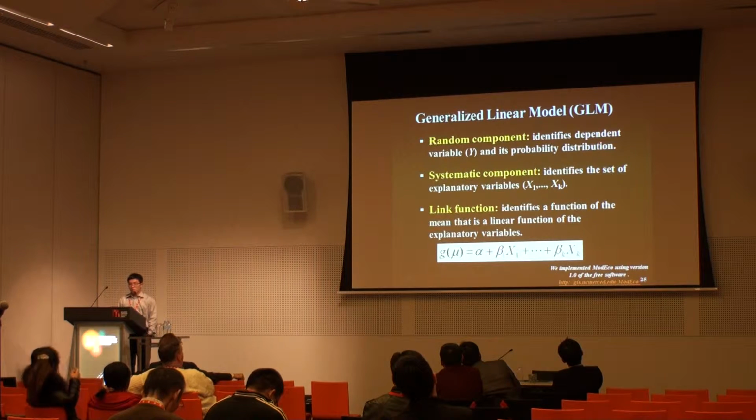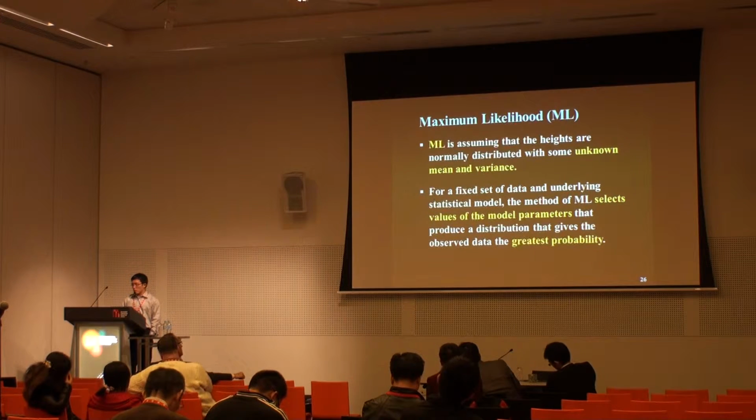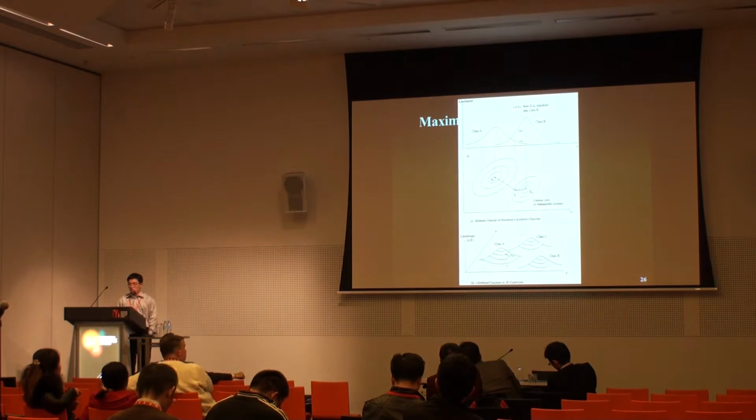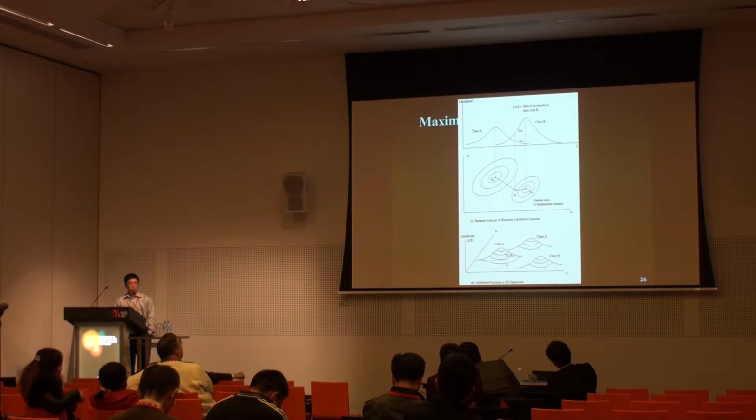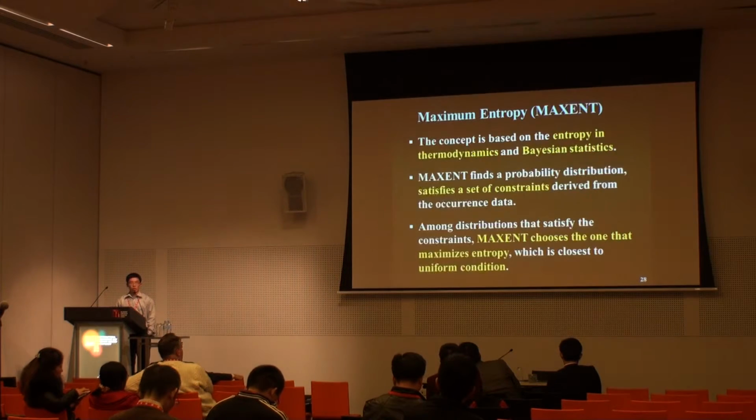And the systematic component is x1 to xk. It means the variables we use, like the elevation. And we use the link function to link it in a linear function. And ML selects values of model parameters that produce a distribution that gives the observed data the greatest probability. In this picture, we will find, according to our sample points, the greatest probability, and use this function to calculate it.